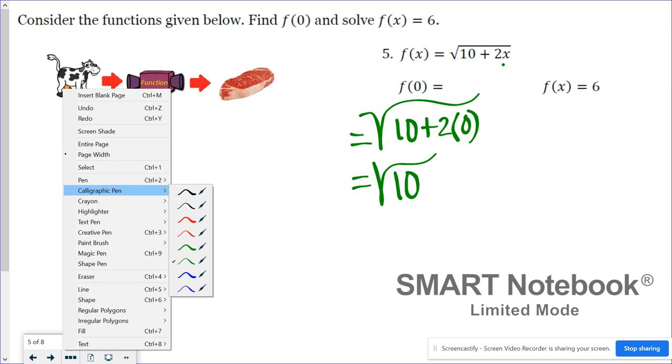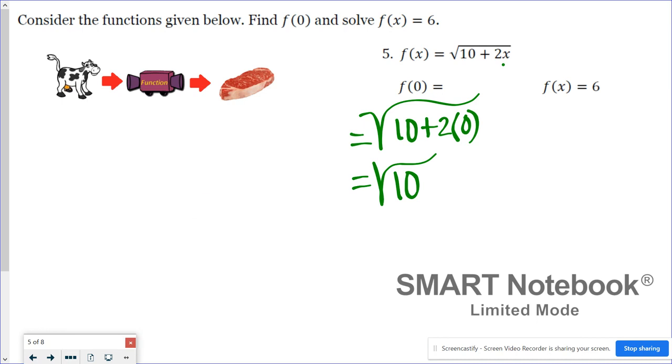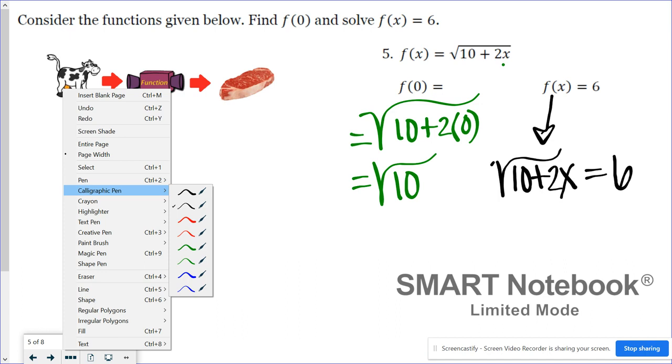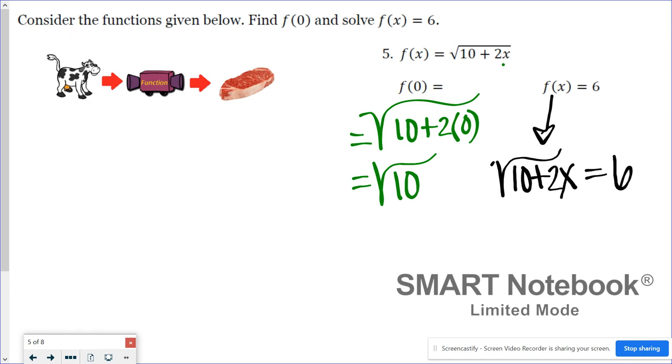For the second part, we are solving a function equation. So the first thing we want to do is rewrite it. Replace f of x with the actual rule. So we get the square root of 10 plus 2x equals 6. Now, in order to solve this, I need to undo that square root. You know how you do that? Yeah, you square it. So I'm going to square both sides.